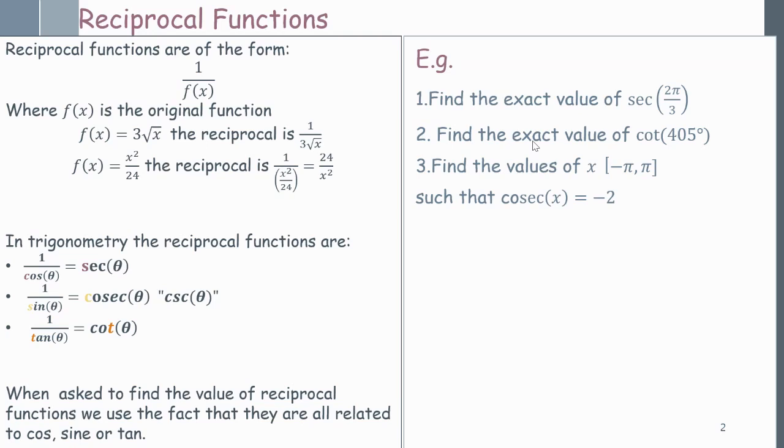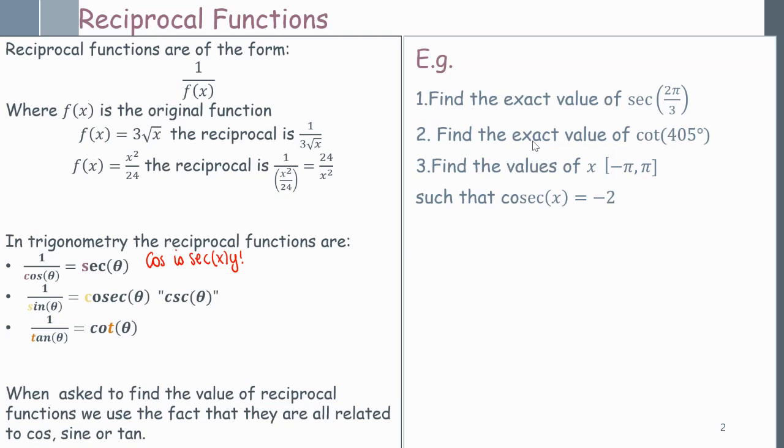If we have something like f of x equals x squared over 24, the reciprocal, we do the same thing: 1 on top, put the whole function on the denominator, so we'll have 1 over x squared divided by 24. Just notice how the 24 will end up on the top for this particular case, and we'll get the reciprocal as 24 over x squared.